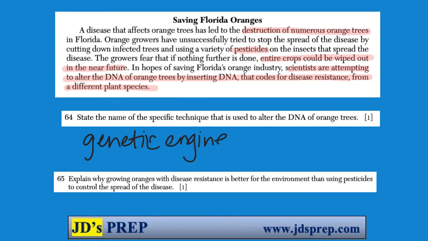You could say more specifically, like manipulating or splicing genes, but the overall term for the process would be genetic engineering.